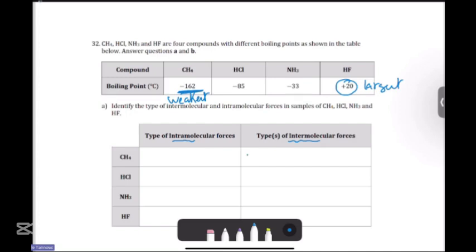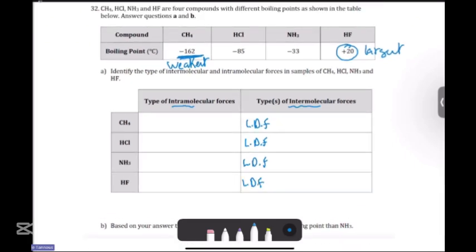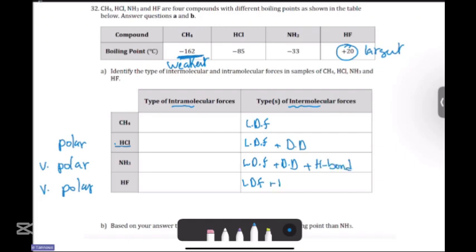So without thinking, all the compounds will have London dispersion forces. Now, only the polar ones will have dipole-dipole. Now, this is HCl, polar. This is NH3, very polar, NOF, and this is very polar. So this one will have dipole-dipole, finish. This one will have dipole-dipole. This is NOF and hydrogen bond: dipole-dipole and hydrogen bonds.